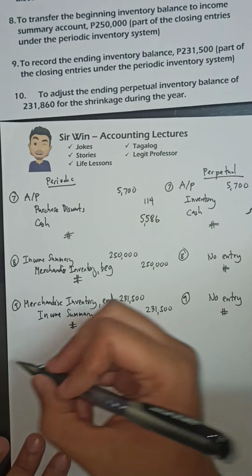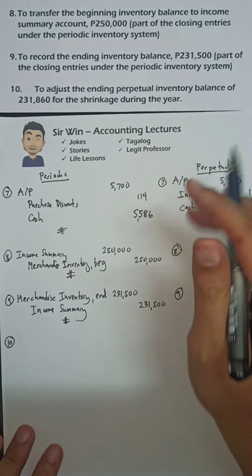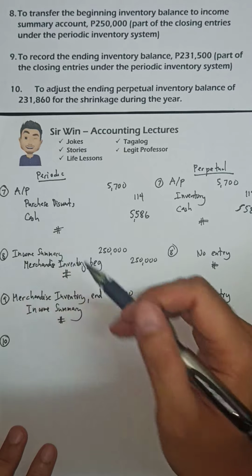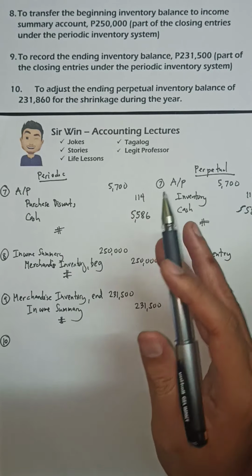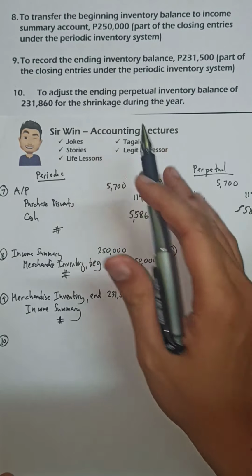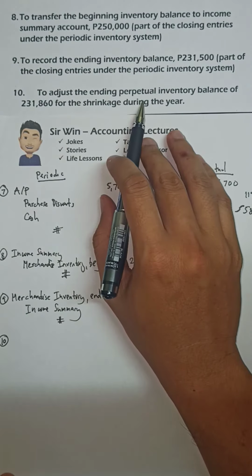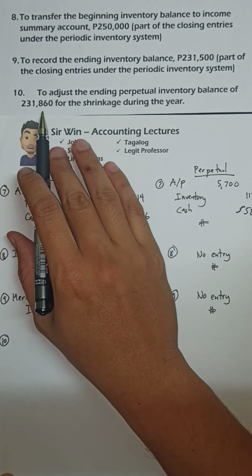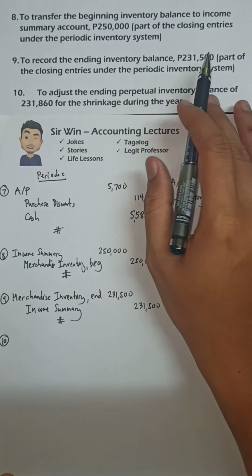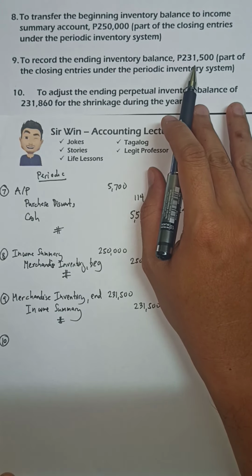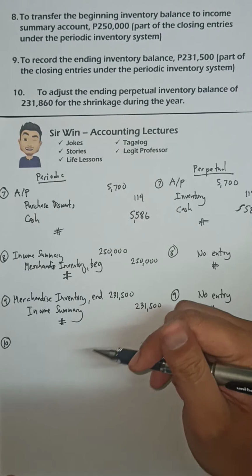Pagdating po natin sa number 10, okay, ang sabi dito, to adjust the ending perpetual inventory balance of 231,860 for the shrinkage during the year. Kumbaga, meron tayong assumption na kunwari dun sa record mo, di ba minomonitor mo yung perpetual, ang lumabas ay 231,860. Pero nung nagbilang ka, iba, let's say naging 231,500 na nga. Okay, magkaiba sila. Therefore, there is a loss.